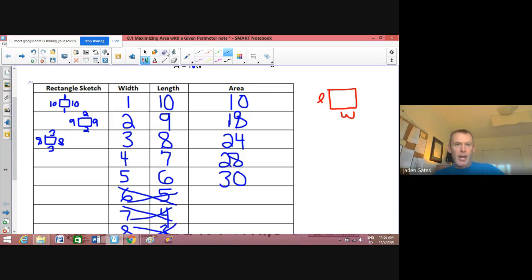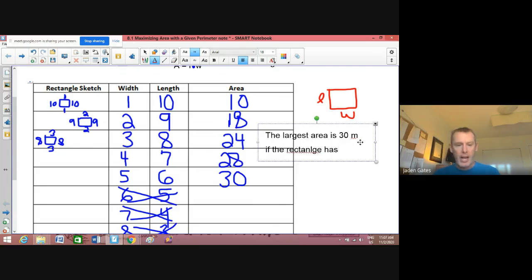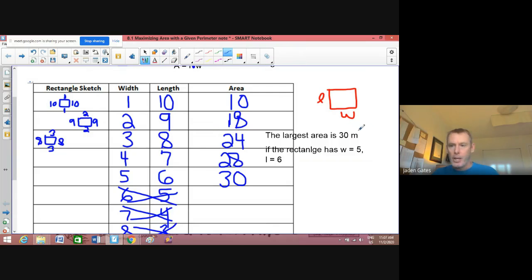And so I look at my table now, and the question asks, what is the biggest area you can have and what dimensions make it happen? Well, the largest area is 30 meters squared if the rectangle has a width of 5 meters and a length of 6 meters. And that right here is our largest possible rectangular pen.